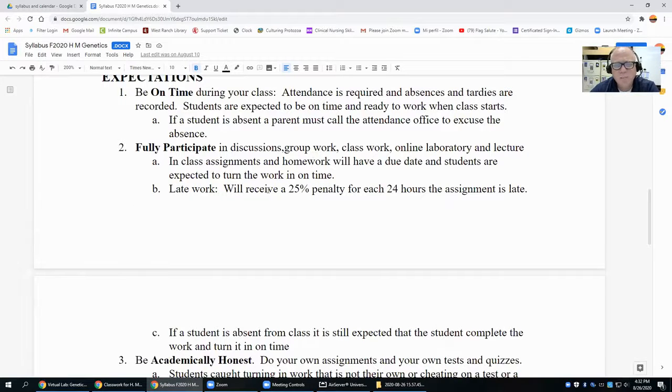There is a late work policy. It has to be on time, or every day it's 25% off. So in about 4 days, they are down to no credit on assignments. I'm giving maximum leeway this time because I know there are computer issues. But pretty soon, in the next week or so, I'll probably be tightening that up.